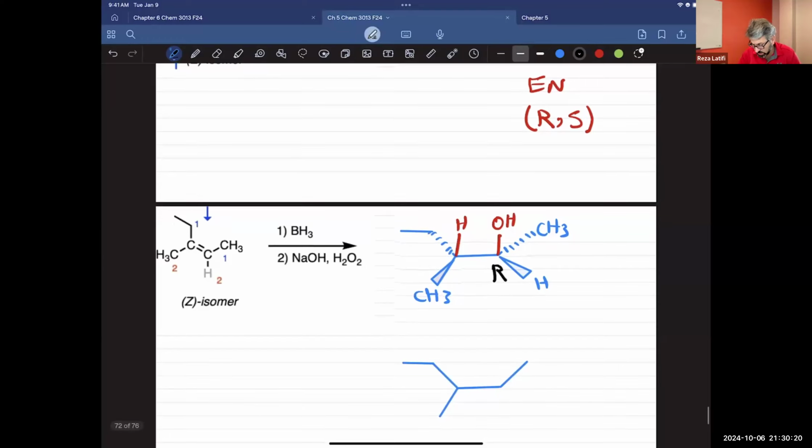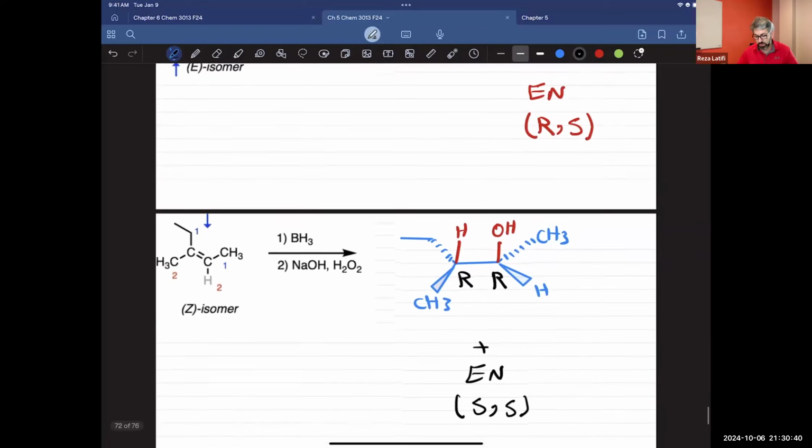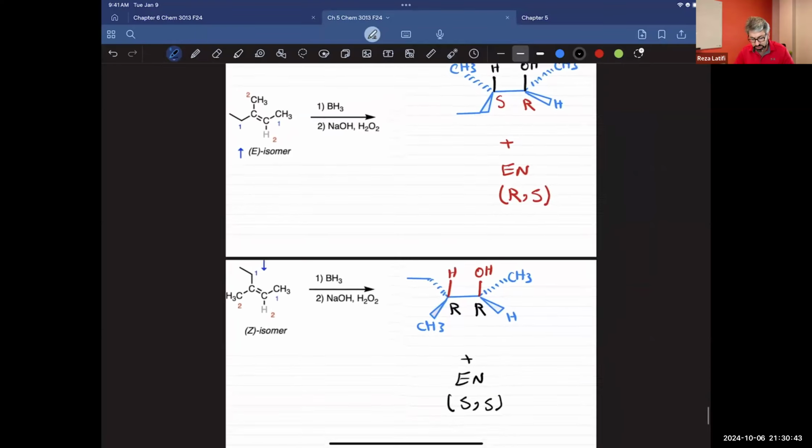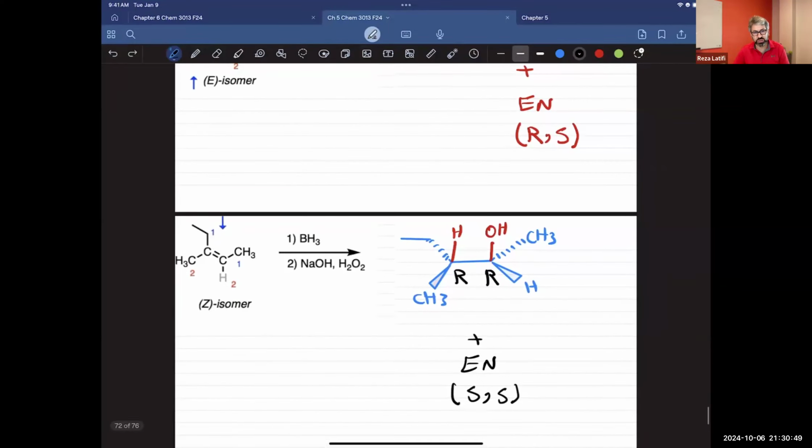And how about this one? If I look from here, this is going to be 1, 2. This is going to be R configuration. So I got R configuration, and the enantiomer of this. The enantiomer is going to be S and S. Okay, so look. If we start with E, we get SR or RS. But if we start with Z, we get RR and SS.